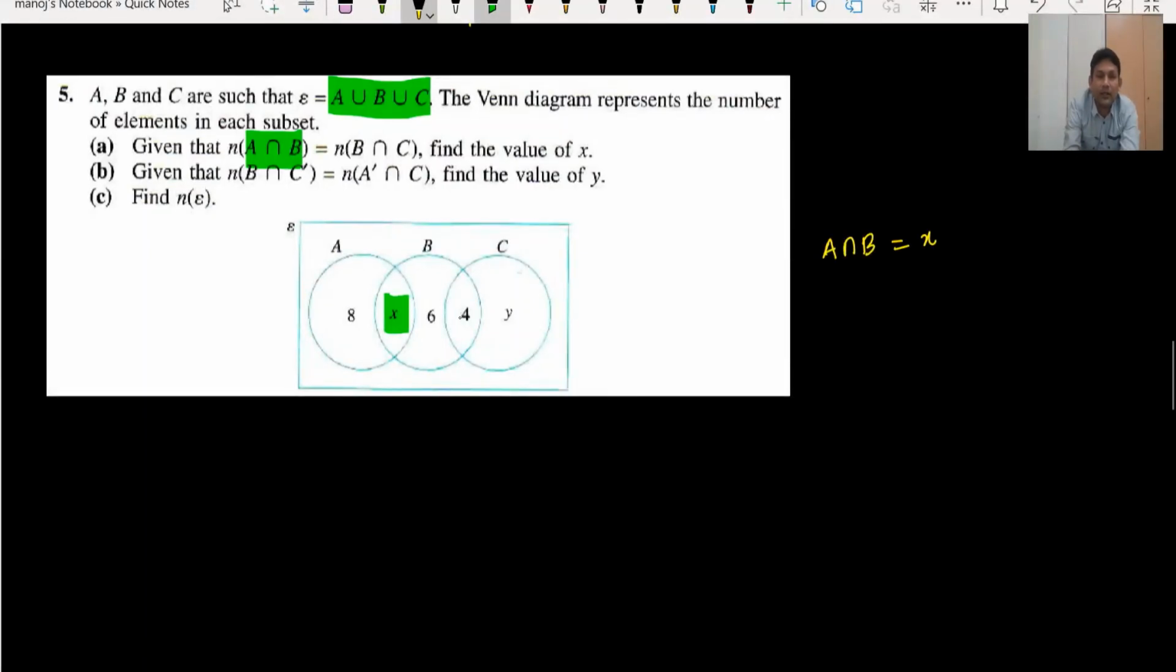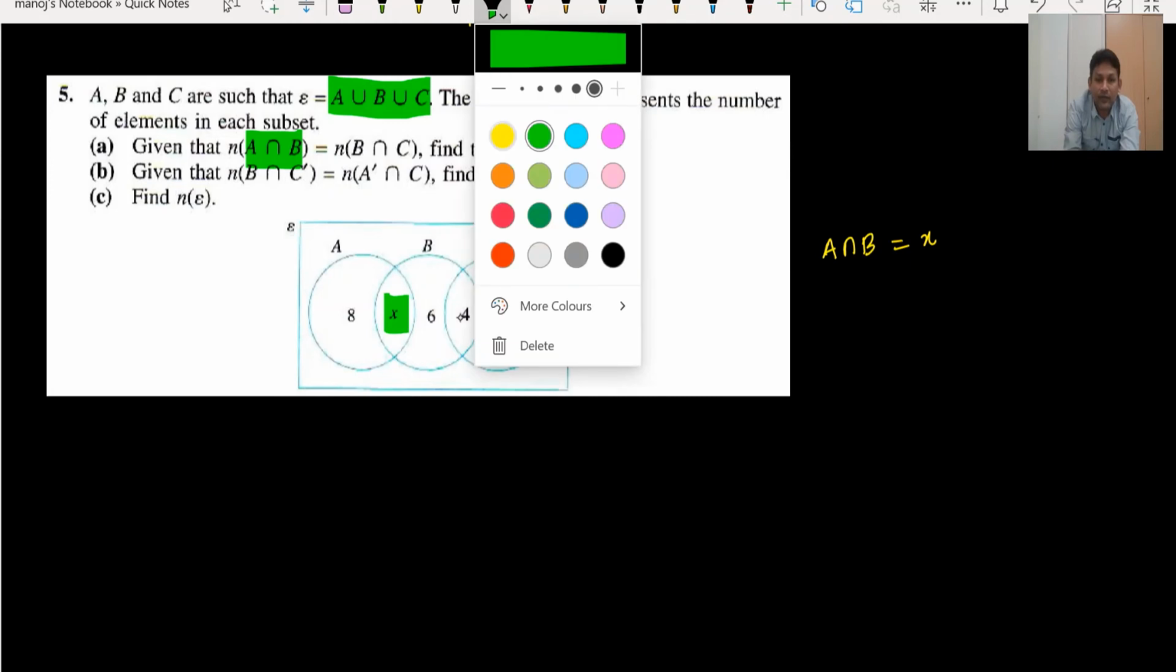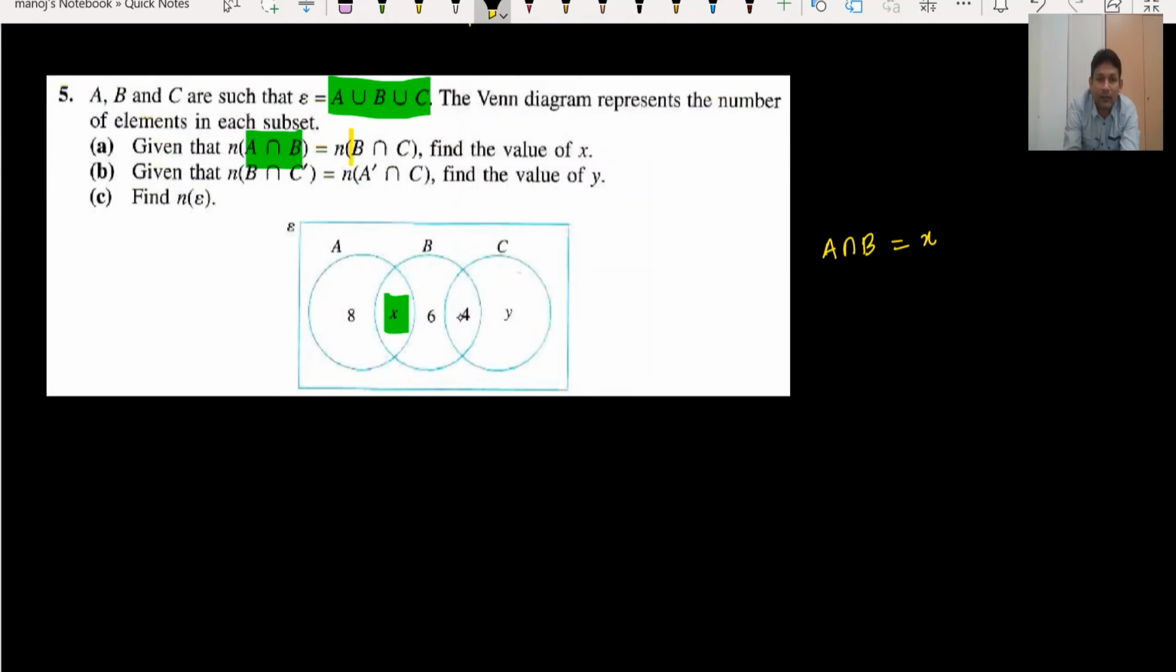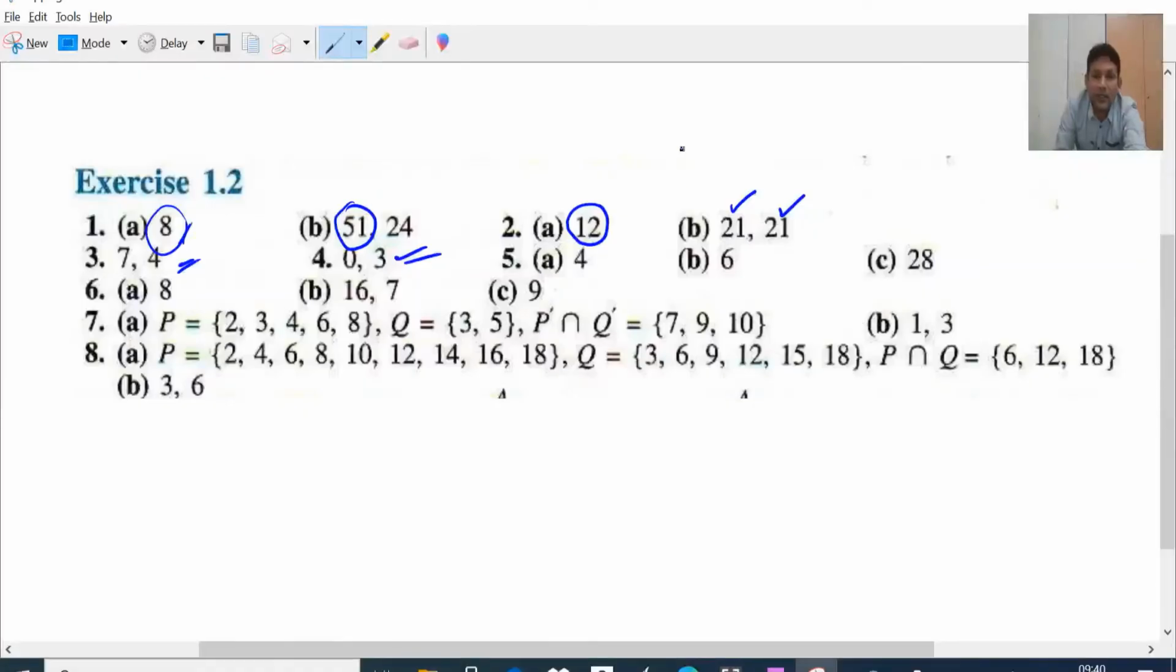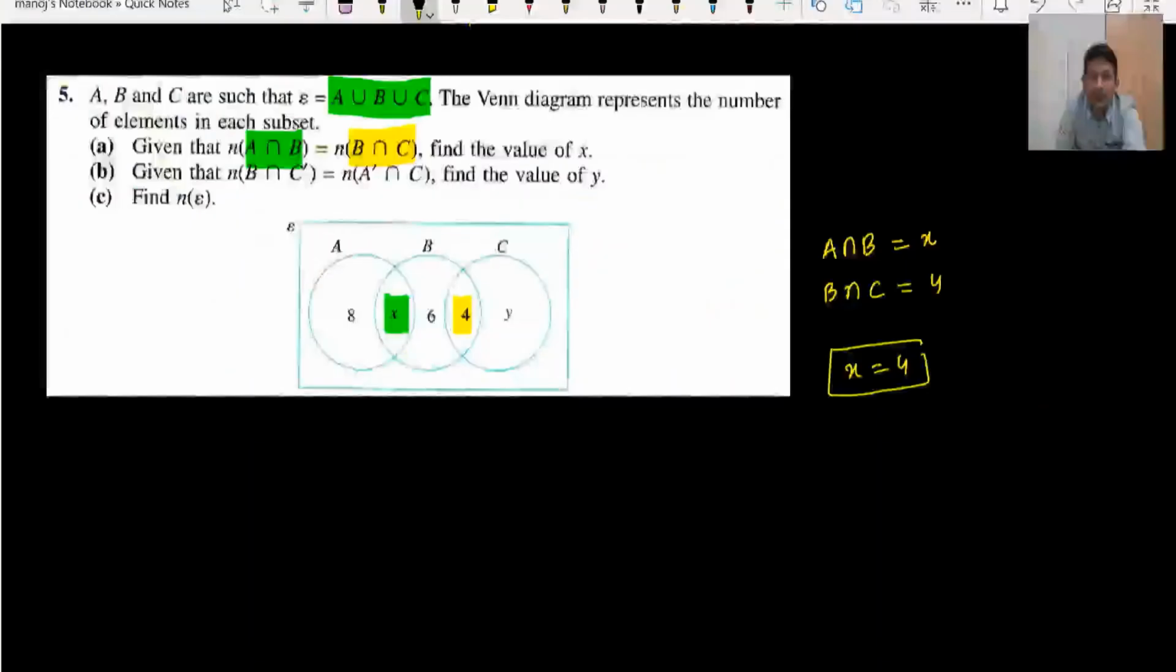And then we have, I have to use a different color for this, B intersection C. B intersection C is this area. So I will write B intersection C is equal to 4. So find the value of x. So x is coming 4. That's very simple. We can check the answer is coming 4. Good. We have done the first part.